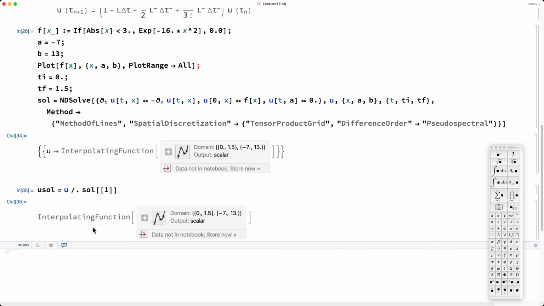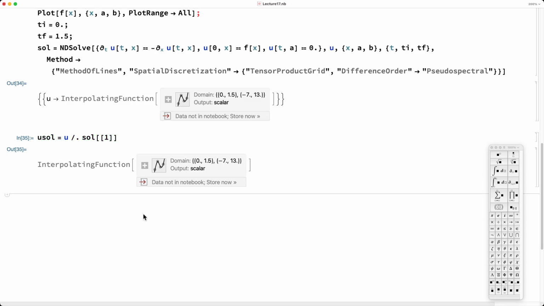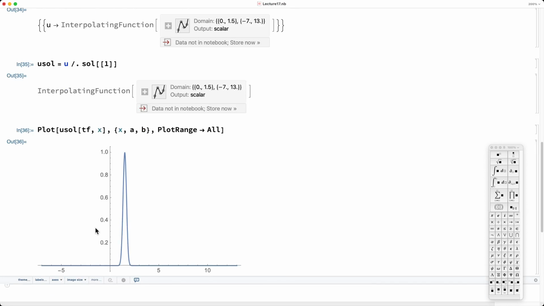So since u is a function, I can plot it as a function. So I can say Plot usolve of, let's say, t final, as a function of x, and x goes from a to b. And I should really say PlotRange All again. Okay, so that shows that the Gaussian has propagated to the right sometime tf later.